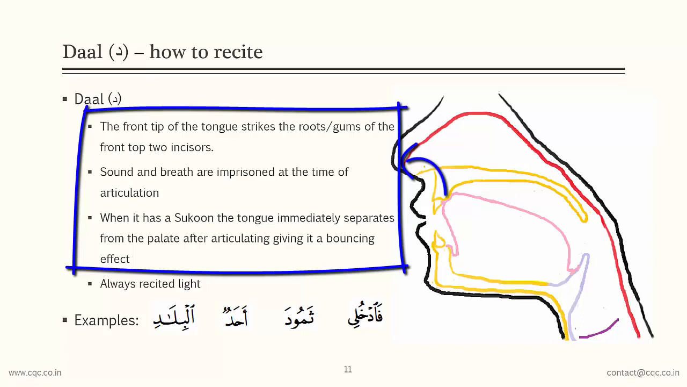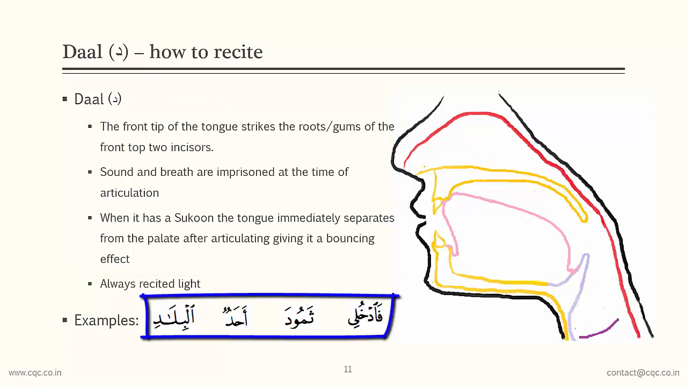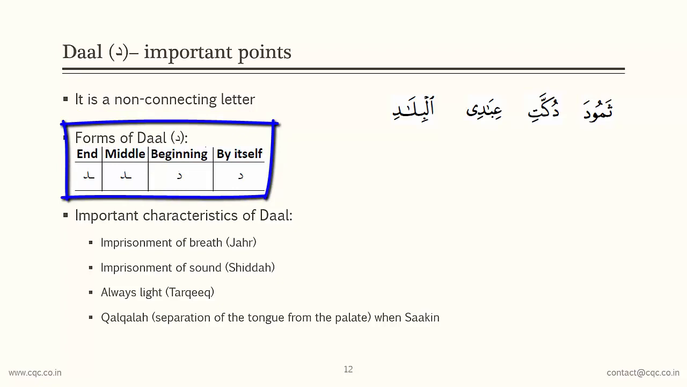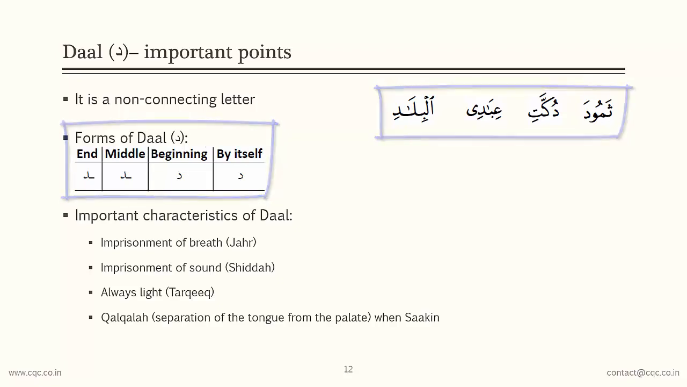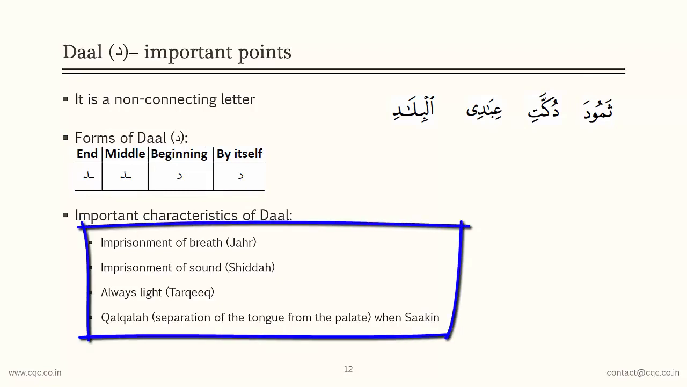So you need to give the qalqalah in order to recite the dal with sukoon correctly. Just like ad, id, ud, fadkhuli, thamuda, ahadun, al-biladi. The letter dal is a non-connecting letter just like the letter ra. The forms of dal as standalone and within a word are easy to identify. They do not appear in cryptic forms, as can be seen from the examples in front of you. Note that dal is a light letter or letter of tarqiq.